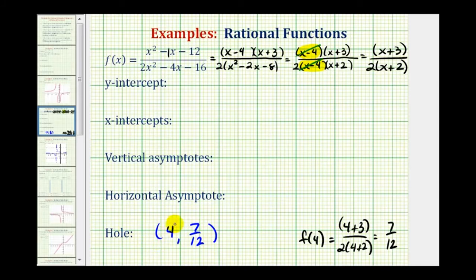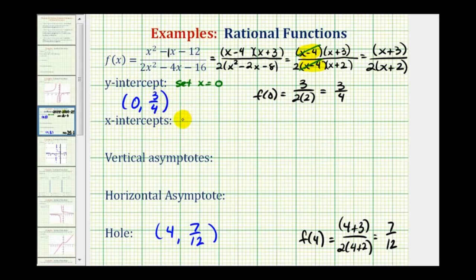Now that we have a hole here, we can use the simplified function here to determine the rest of the information. So to find the y-intercept of our function, we'll set x equal to 0, which means we need to evaluate f of 0. And we can go ahead and use the simplified function. So if x is 0, we would have 3 all over 2 times 2, which is 4. So f of 0 equals 3 fourths, which means the y-intercept is the point 0, 3 fourths.